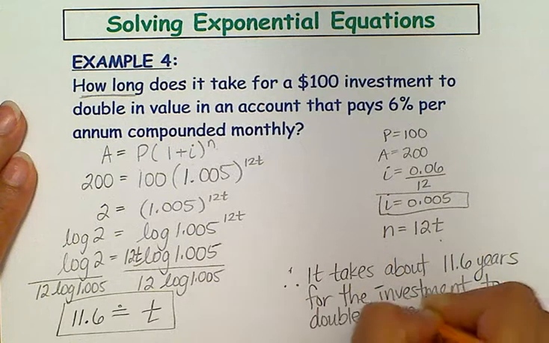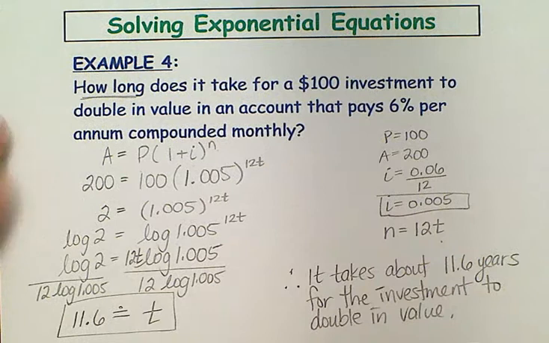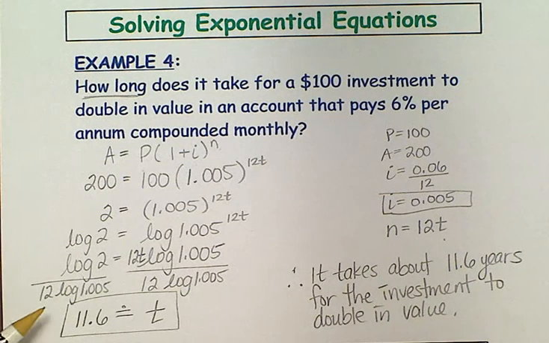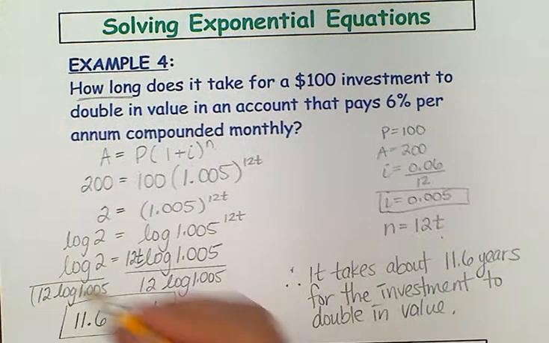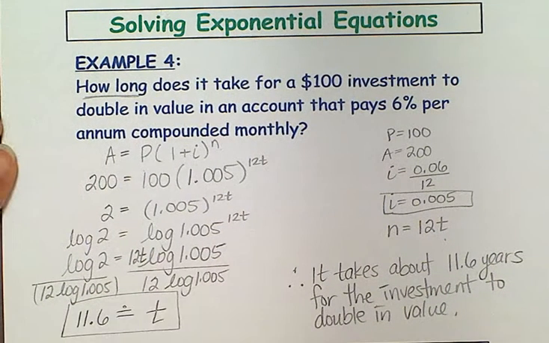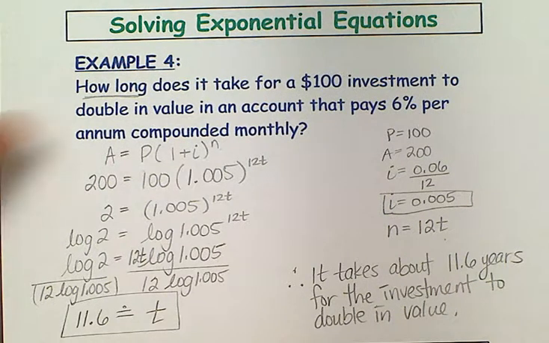Okay, there you go. So just as a side note, remember whenever you're doing your division here, to put brackets around the 12 times the log of 1.005 to ensure that your solution is correct. Okay, so don't forget to do that. Okay, let's take a look at the next example.